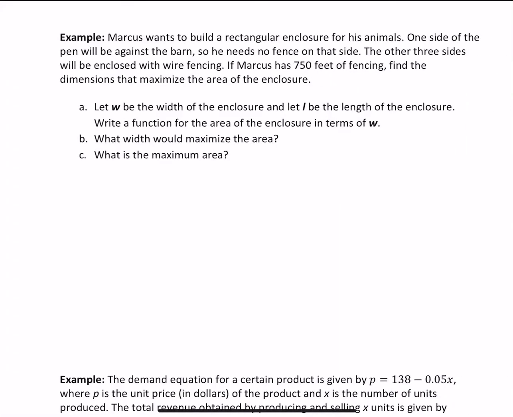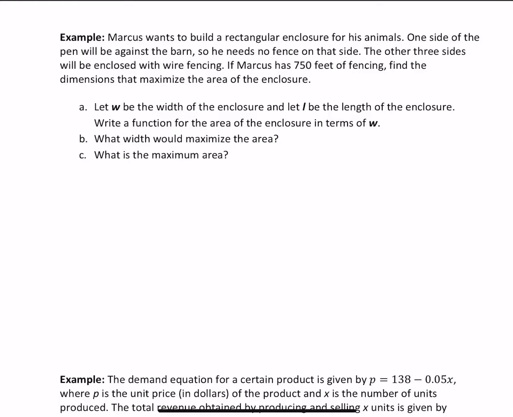Okay, let's look at this other example. This one, Marcus wants to build a rectangular enclosure for animals. One side of the pen will be against the barn, so he needs no fence on that side. The other 3 sides will be enclosed by wire fencing. If Marcus has 750 feet of fencing, find the dimensions that maximize the area of the enclosure.